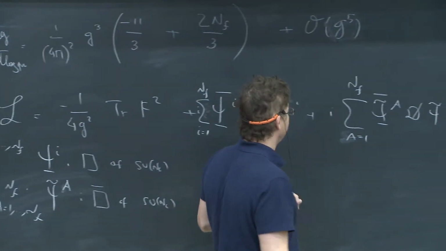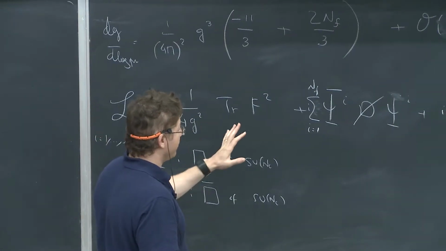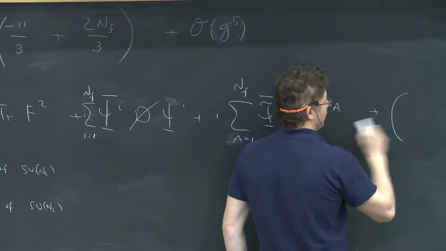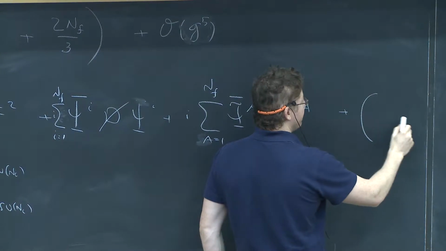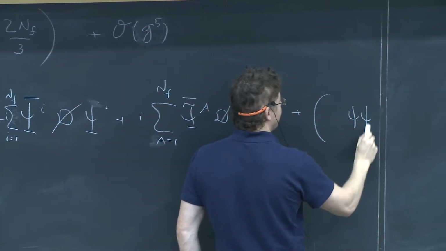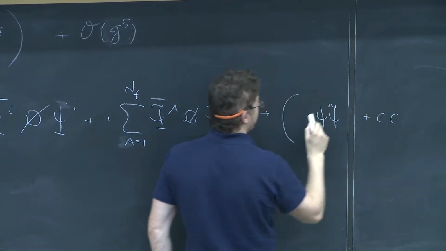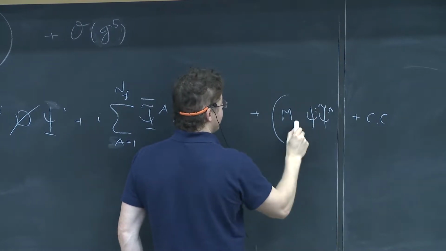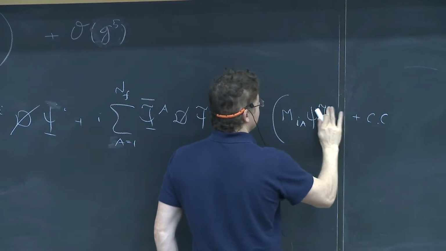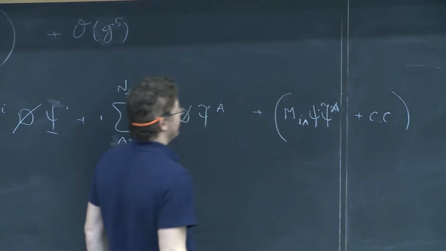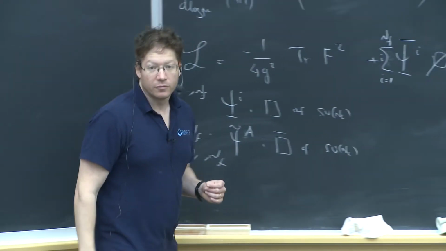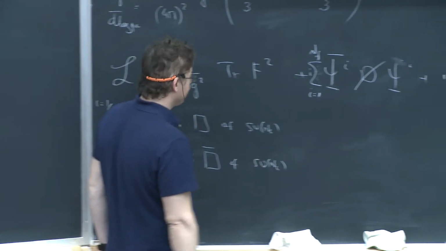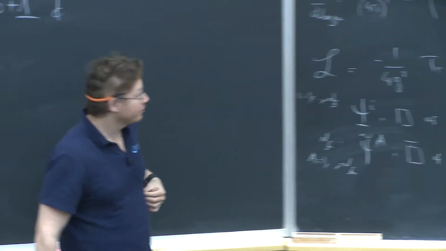And finally, there may be a mass term. So I'm going to sometimes describe what happens when we give these quarks a mass. So the mass would involve psi and psi twiddle plus the complex conjugate. And there is a matrix here, which has indices in this space of I, A. So this is the theory that we're going to describe: the gauge group is SU(NC), and NF quarks.